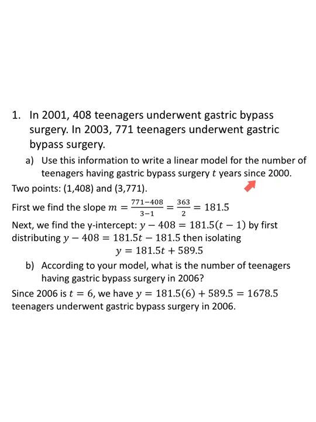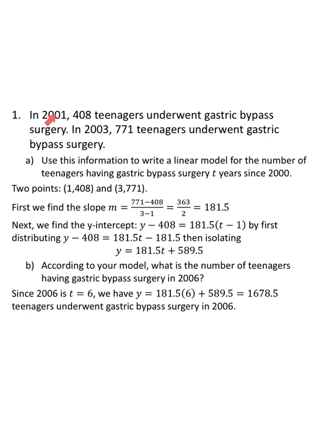This little phrase right here, T years since 2000, tells us two very important things. It tells us that our input variable needs to be t, and we're looking at years since 2000. So the year 2001 is 1 year later, with 408 teenagers. In 2003, that's 3 years after 2000, there were 771 teenagers that underwent the surgery.